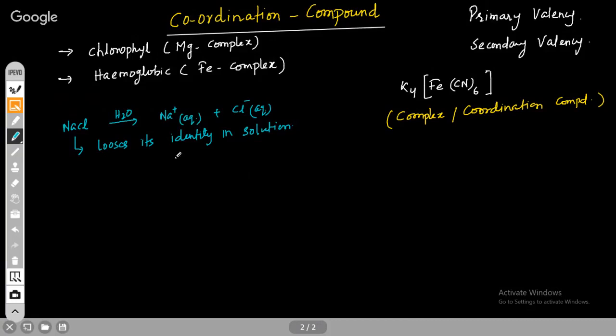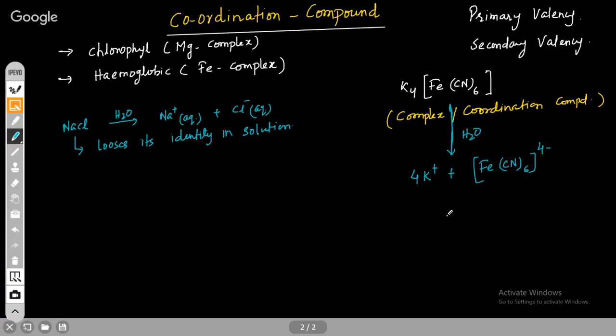But these coordination compounds, if you dissolve them into water, also dissociate into ion form, but the dissociation is not complete. Suppose this molecule dissociates in the form of this, we'll get 4K+, and the other ion will be [Fe(CN)6]4-. These are the two ions we get.